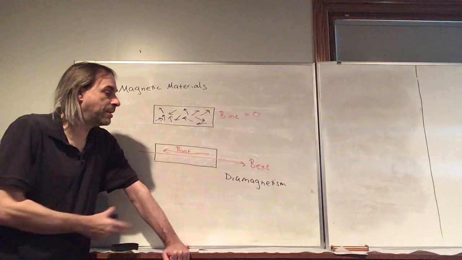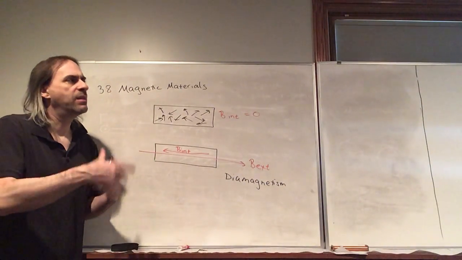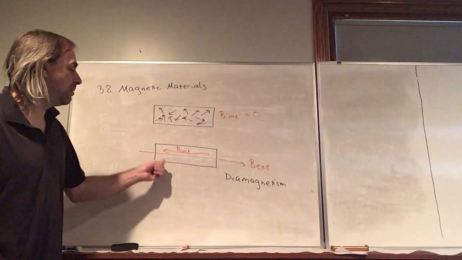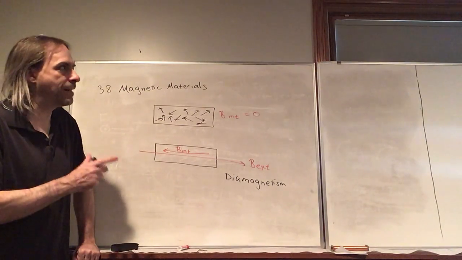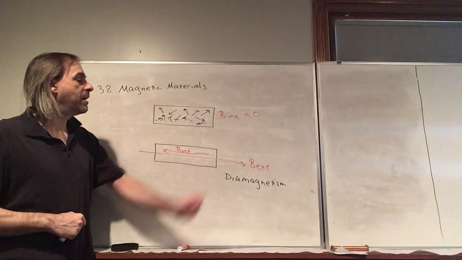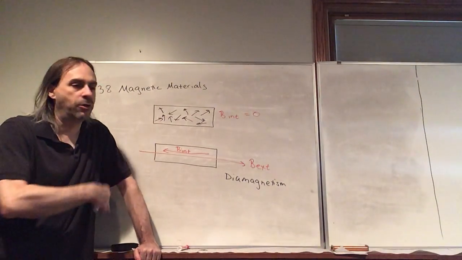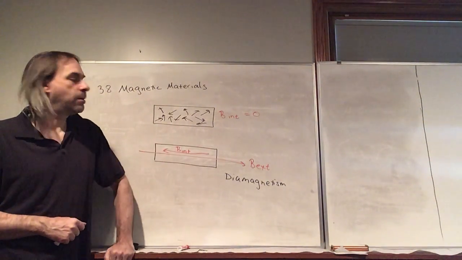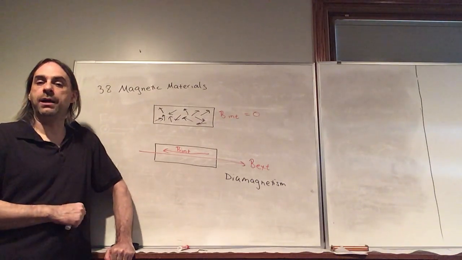So this diamagnetism phenomenon is still happening. It's just overwhelmed by the paramagnetic effect. Okay. And just like before, if we remove this external field, it just goes back to this totally unmagnetized state.